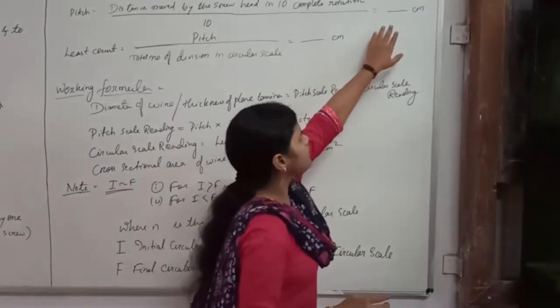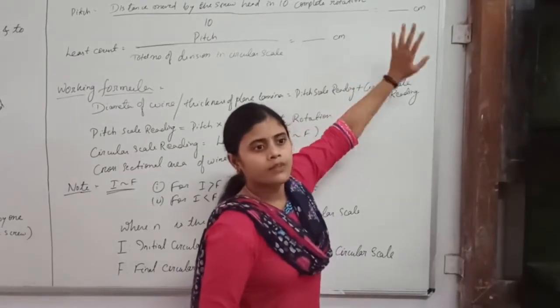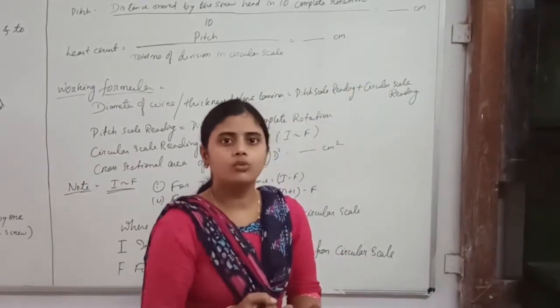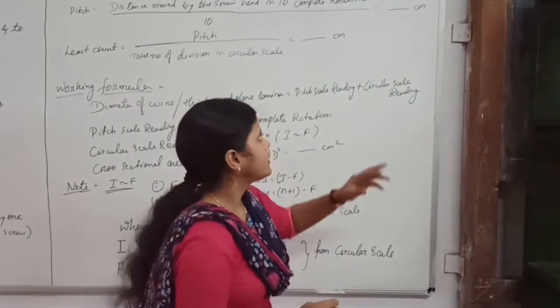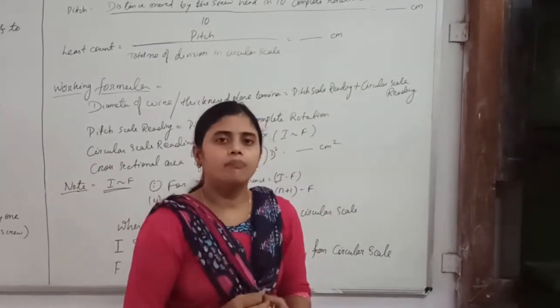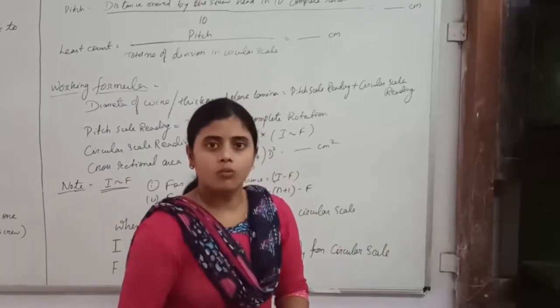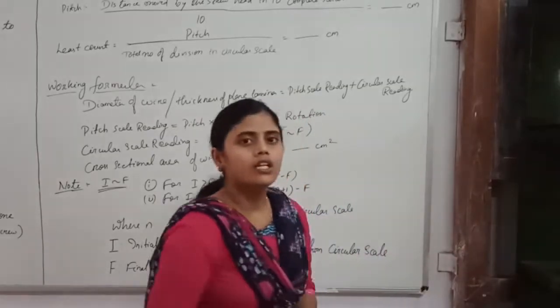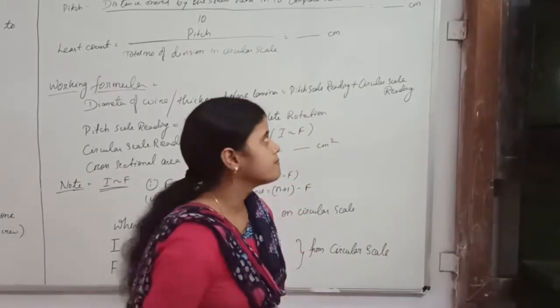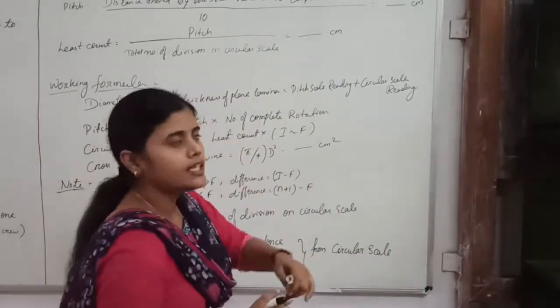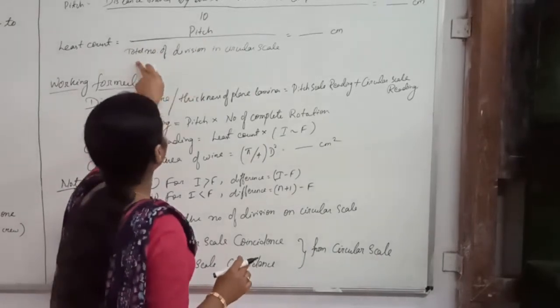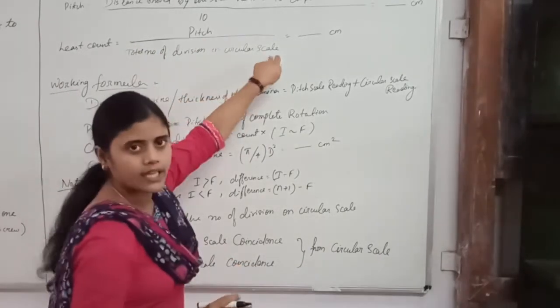So here you will get something in terms of centimeter. Generally, we have two instruments, which I will show you later, one having a pitch of 0.1 centimeter and the other 0.05 centimeter, and accordingly the least count will be the pitch divided by the total number of divisions in the circular scale.